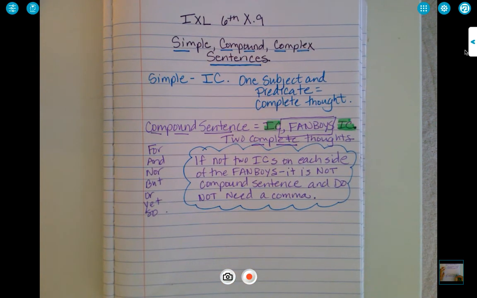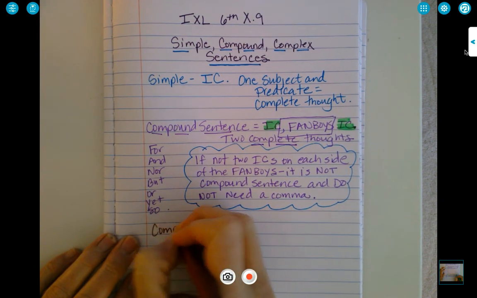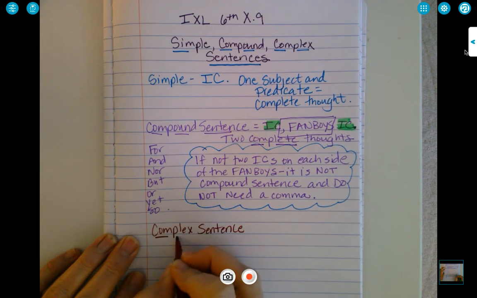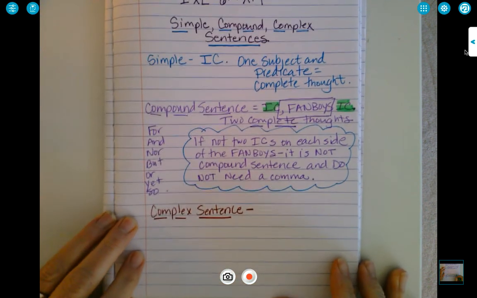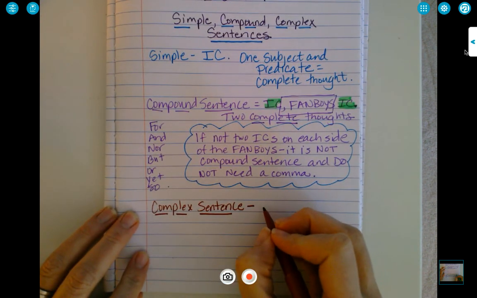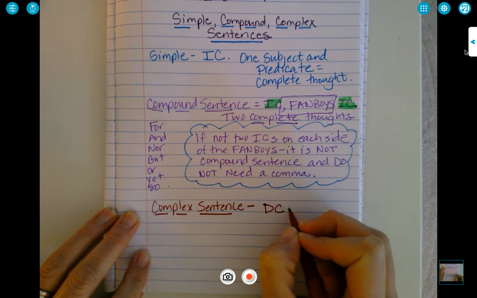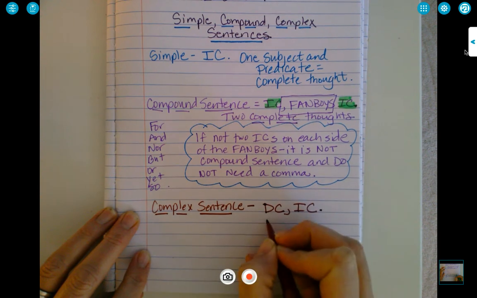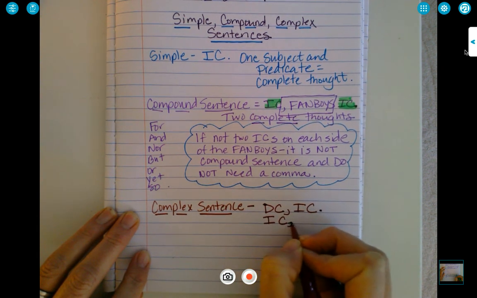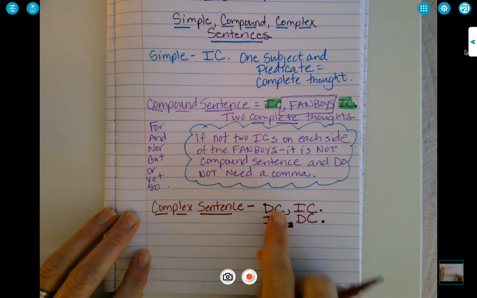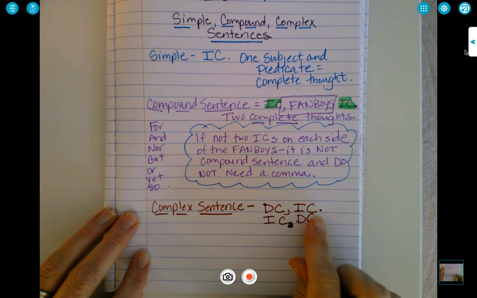Okay, and our final type of sentence that we're going to talk about today is a complex sentence. And these are not new to you. We've had notes and practice with these. And a complex sentence, you can write it two ways. It is made of a dependent clause and an independent clause. So if the dependent clause comes first, you use a comma. If the dependent clause comes last, you do not use a comma, okay? So DC, comma, IC, period, or IC, DC, period.